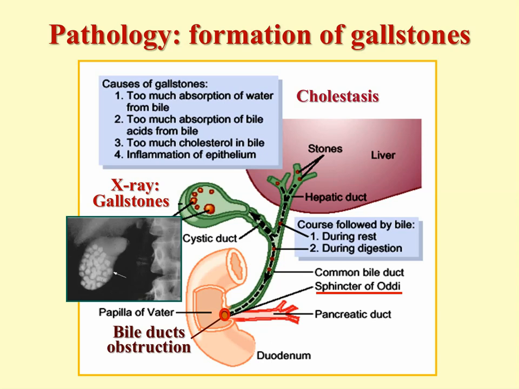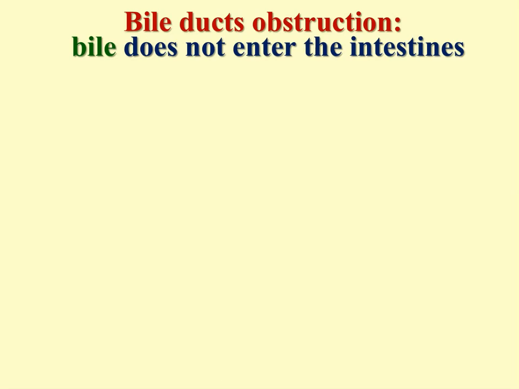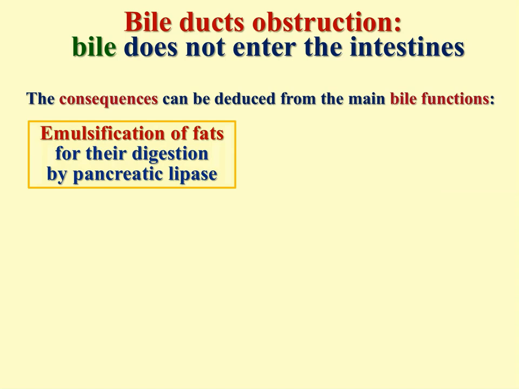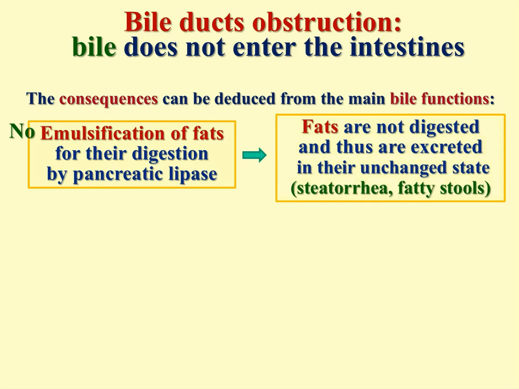Bile duct obstruction. Let's observe what will be the result. If bile does not enter the intestines, the consequences can be easily deduced logically from the main bile functions. First function, emulsification of fats for the digestion by pancreatic lipase. No bile, no emulsification. So the fats will not be digested and thus are excreted in the unchanged state. So it's the so-called fatty stool, or steatorrhea, from the Greek term.